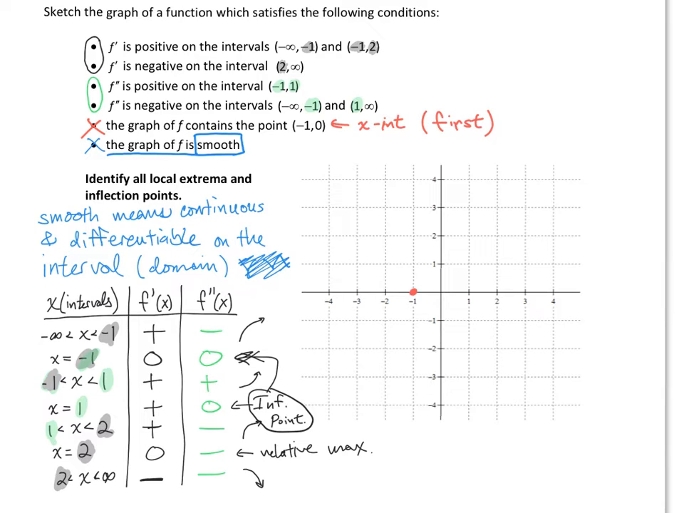So from -infinity to -1, it has to have this shape. So here I go. From -infinity to -1, it has to have this shape. And I'm going to stop right there. So what we're checking for here at this point is, is there a horizontal tangent line? Yep. When I finish drawing in this graph, it'll look like there's a horizontal tangent line.